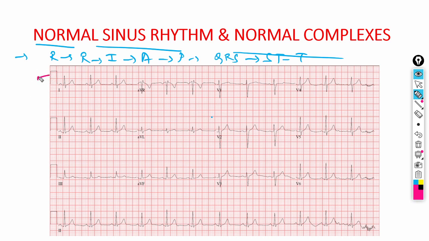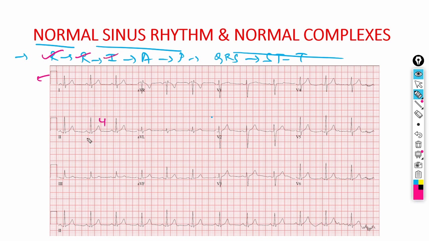First the calibration, as shown by this box, is normal, that is 10 mm equals 1 millivolt. Then the rhythm. In the rhythm strip, there is a P wave followed by QRS, and each QRS is preceded by a P wave. It is the normal sinus rhythm. Rhythm is normal. Rate: the large boxes between two R waves are almost 4 large boxes. So rate is 300 upon 4, that is 75.